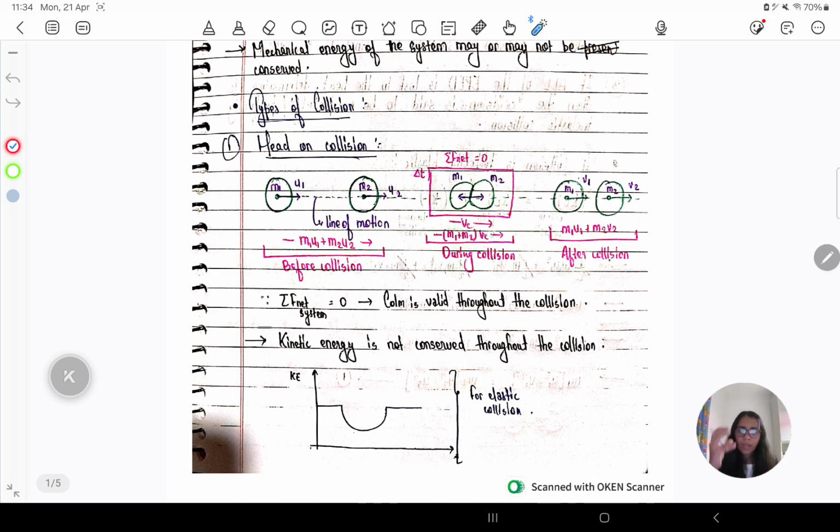During collision, some of the kinetic energy is stored and used by the system as the energy for deformation. When these two bodies are colliding, there is some deformation occurring in their shapes.